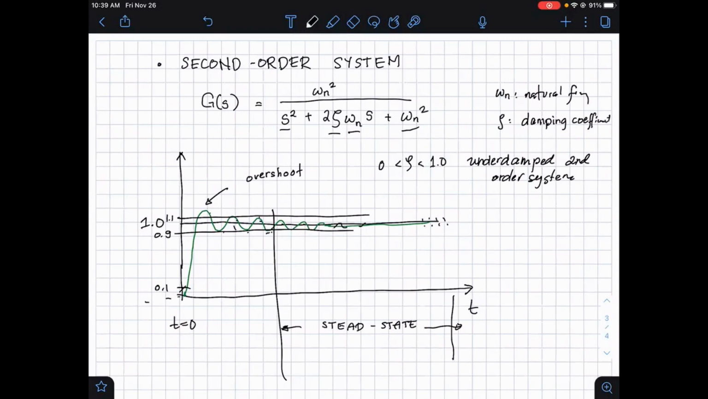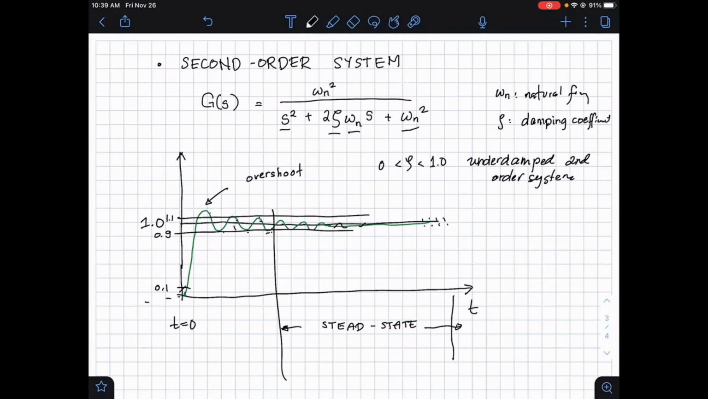Any other higher order system is just a combination of a second order and a first order. Okay? So we will not discuss the third order, fourth order because they can be decomposed into a combination of first order and second order and even zeroth order. Okay?